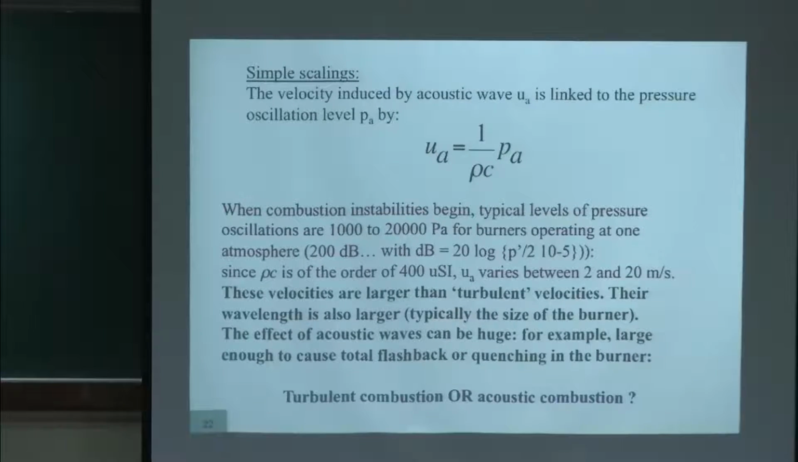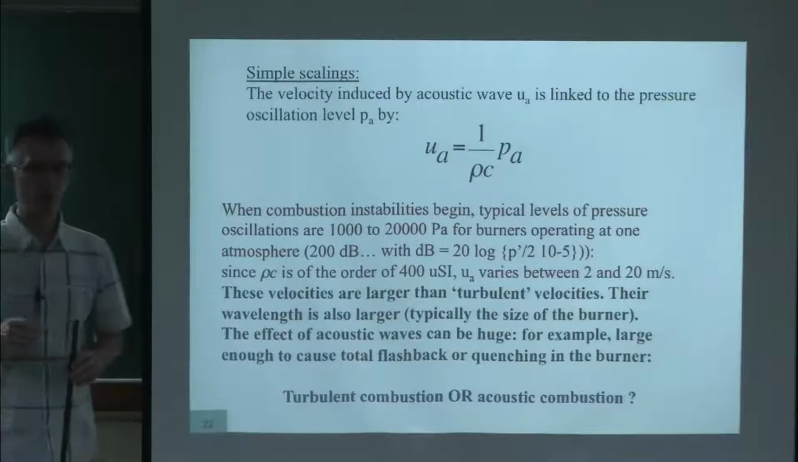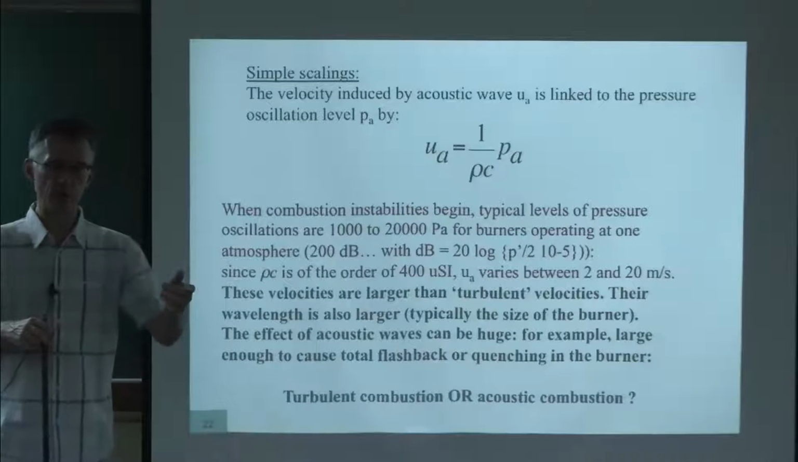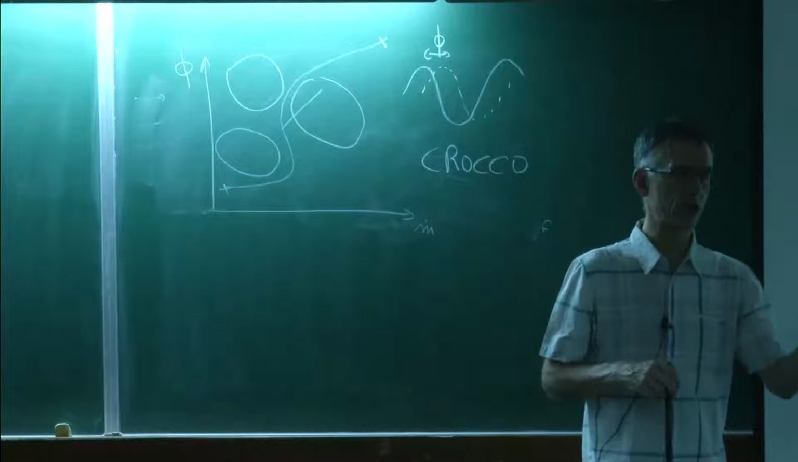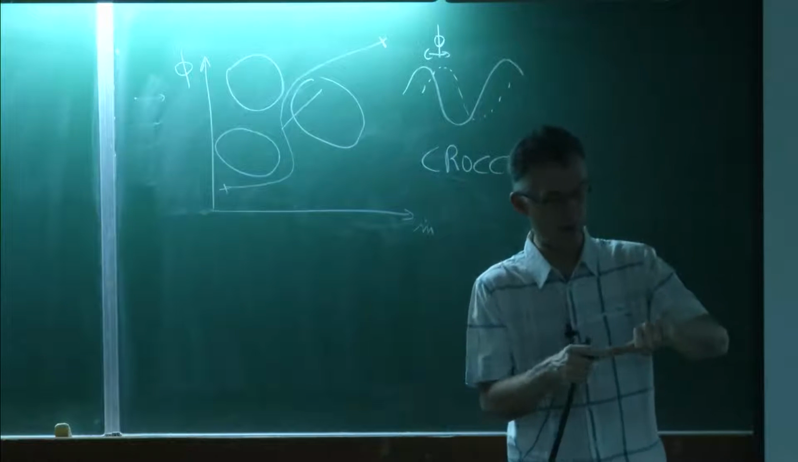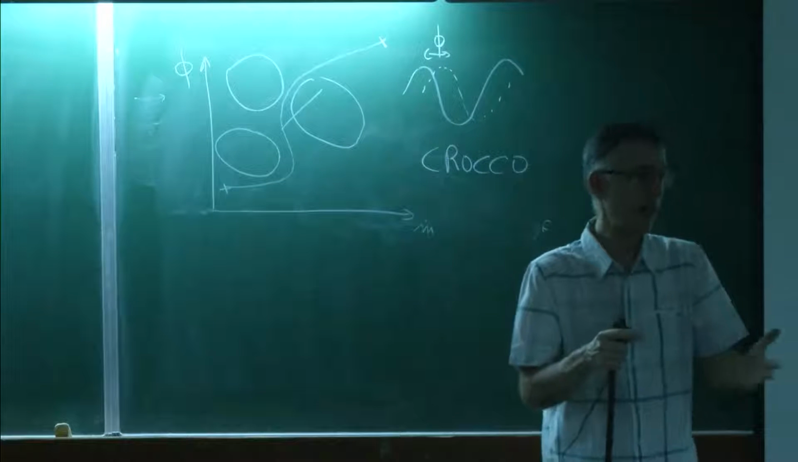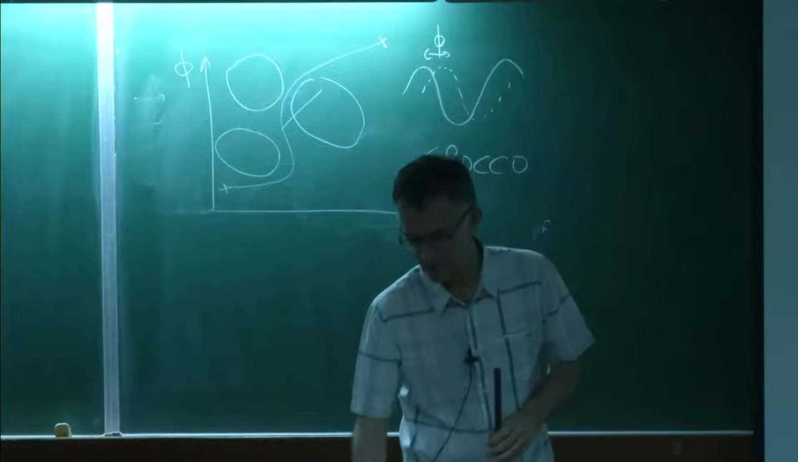People working in industry will tell you that quite often they find soot on the wrong side of the flame tube, which is also an indication that the flame, instead of staying in the flame tube, can flash back, and that has to be due to combustion instabilities.